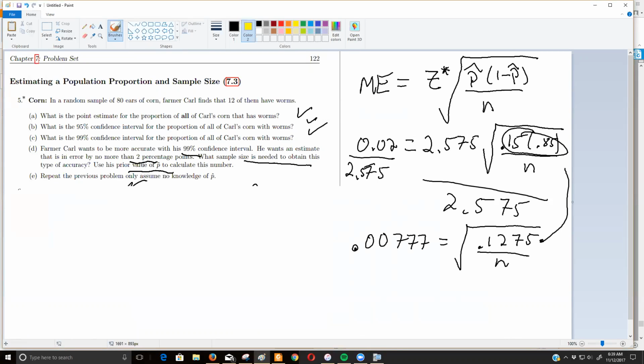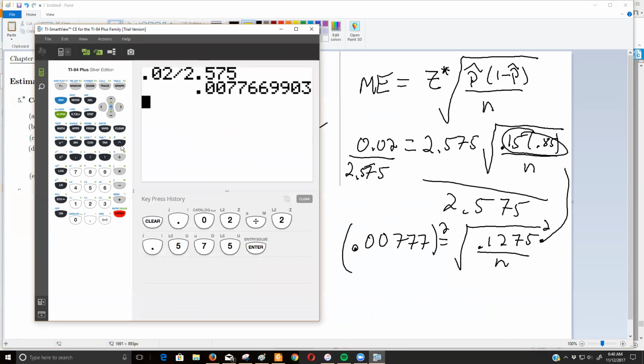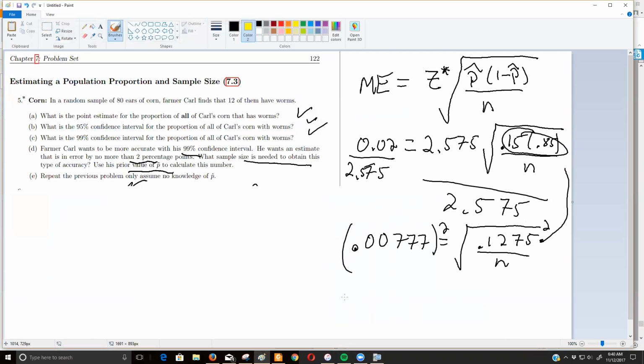So to undo this, I have to square both sides of this equation to get rid of the square root. That means I'm going to raise this to the second power, and so I get a very small number, about 0.000006, equals 0.1275 over n. And this, of course, is over 1, because you can write any number over 1.